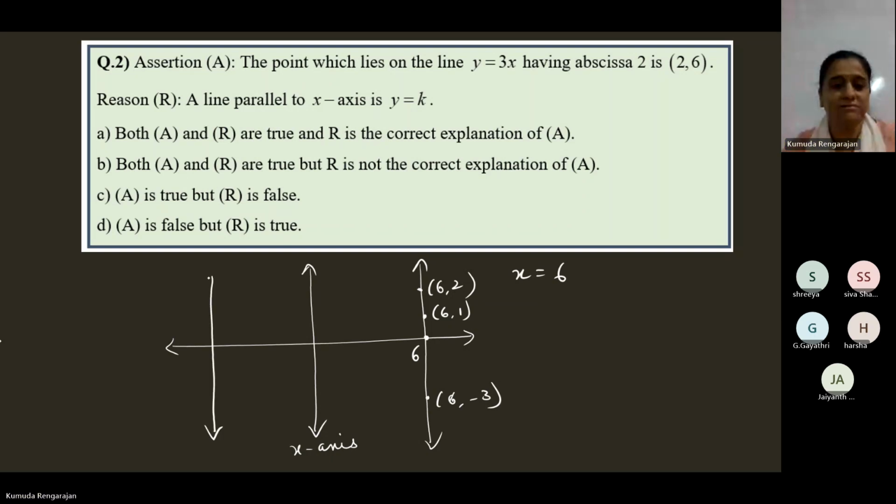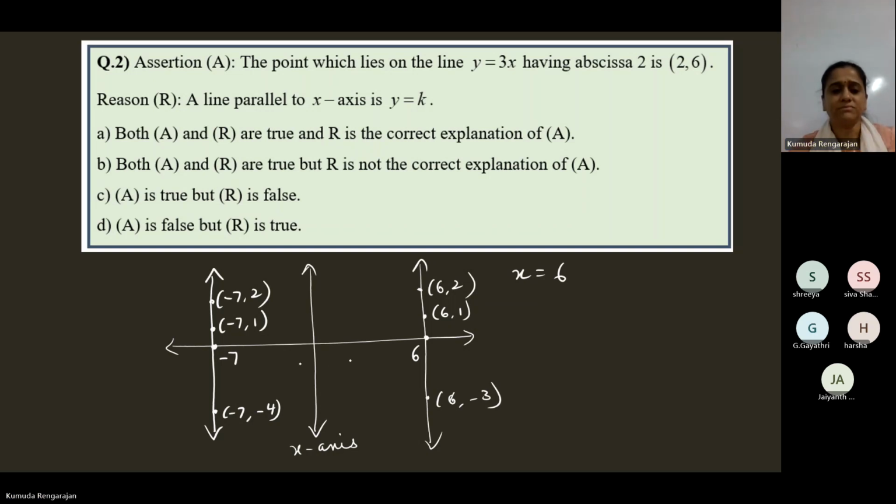Take this line. It's parallel to the y-axis. Now let me say this is some -7. Okay, -7. So this point will be -7, 1. This will be -7, 2, and below, say -7, -4. Have I marked it correctly? Yes. -7, -4 below, and above it is -7, 1, -7, 2.